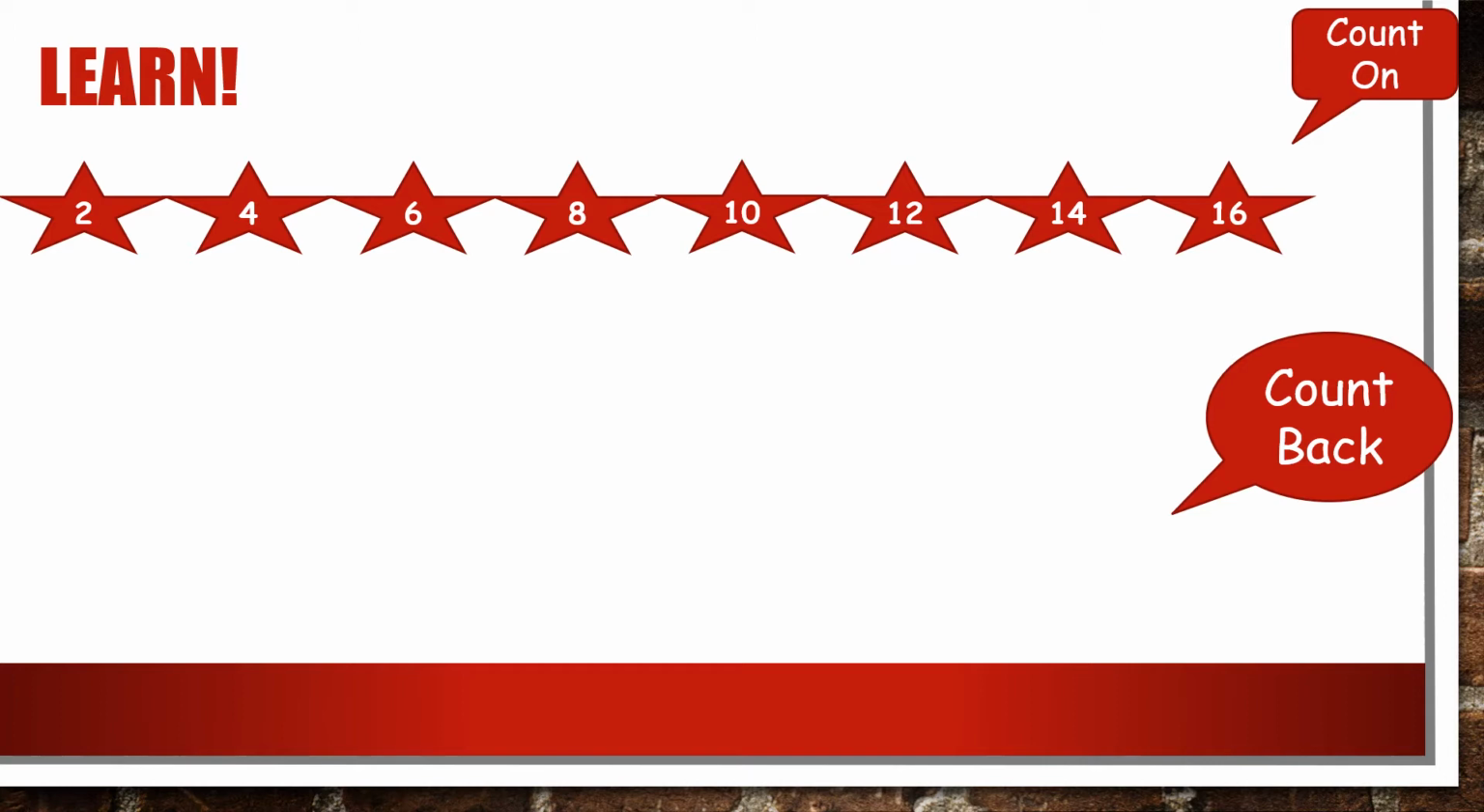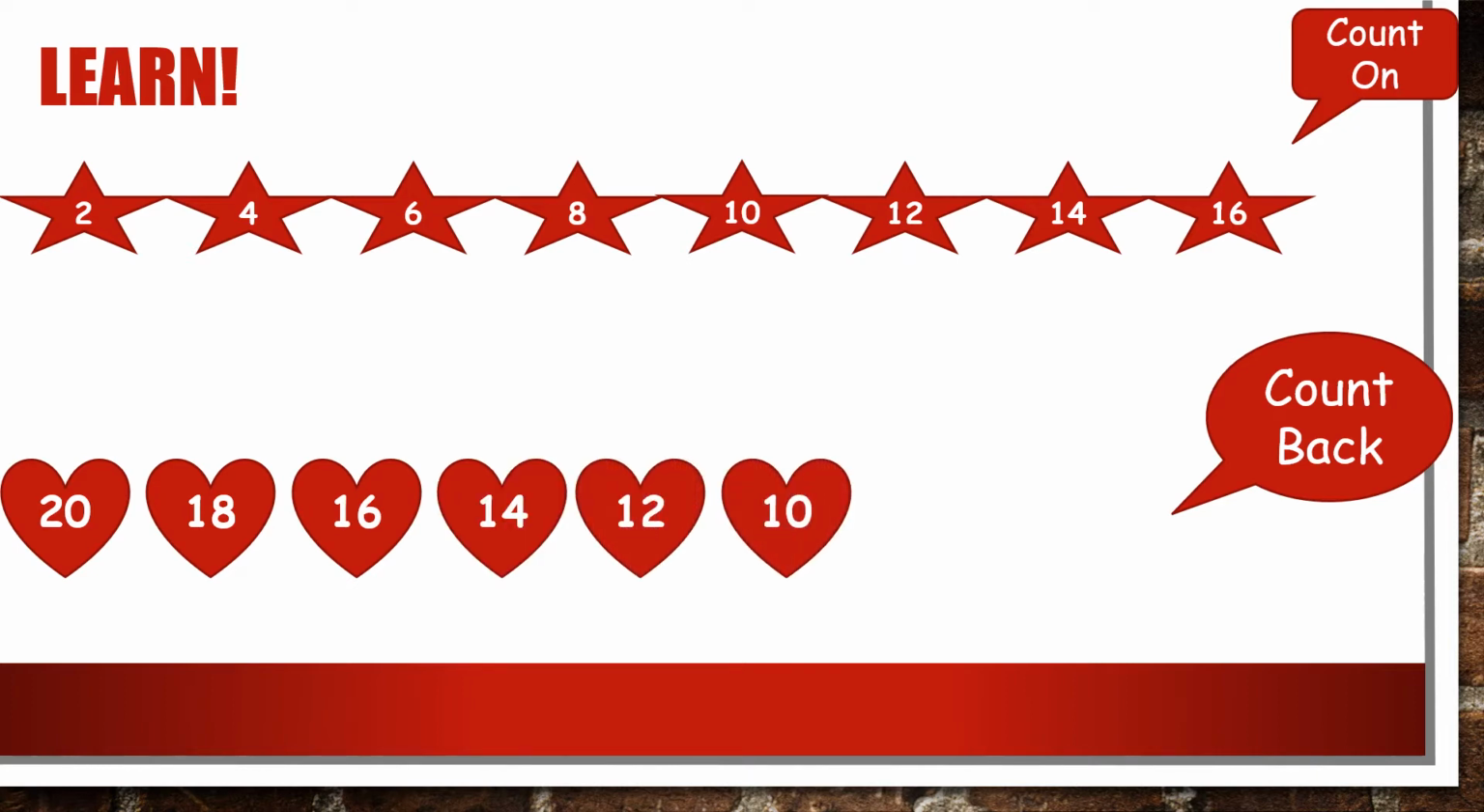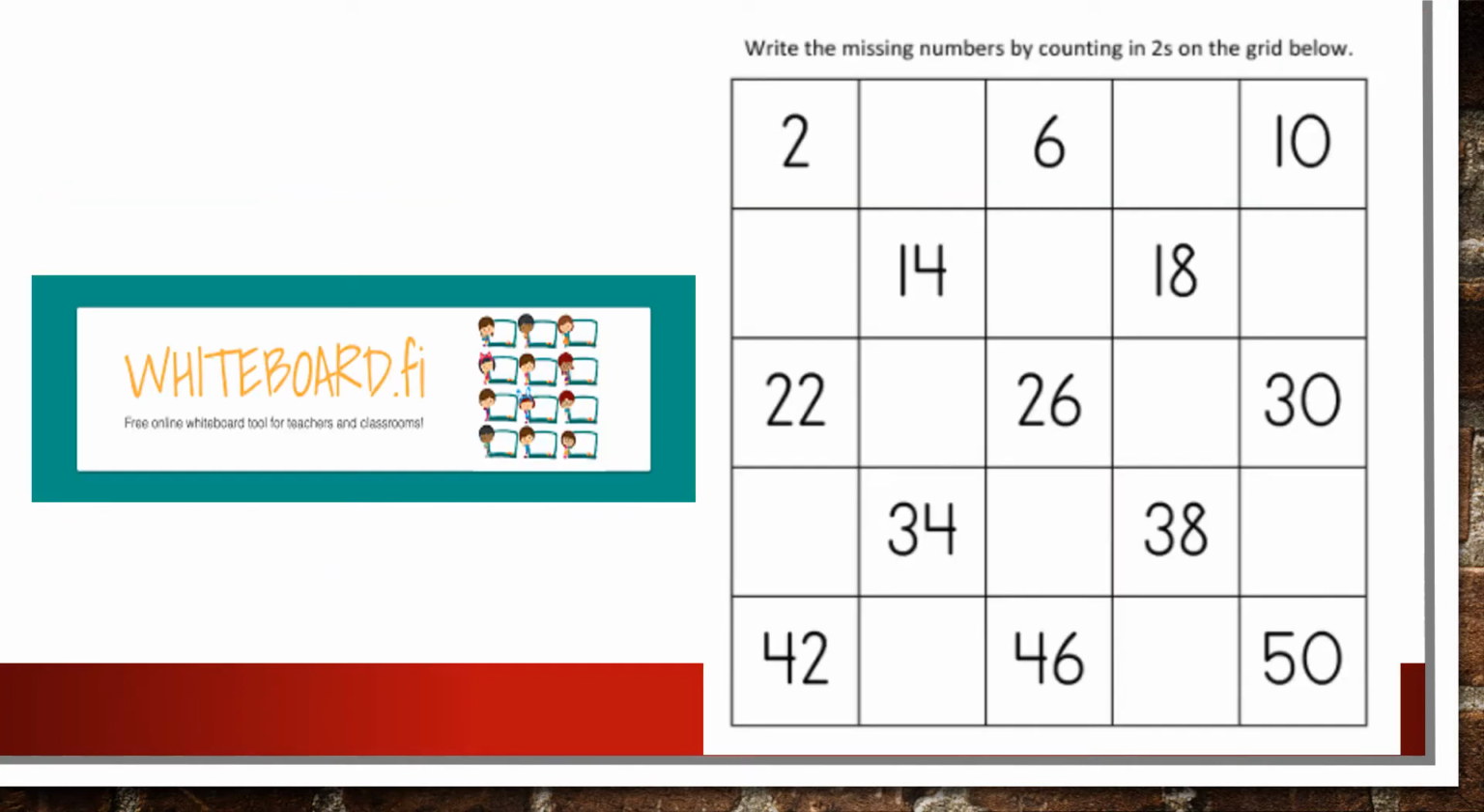Now, when I want to count back, we will be repeating the same pattern that we were doing in counting on, but counting back. So let me start. 20. When I count back, I will skip 19 and what would be the next number? 18. I will skip 17. 16 would be the next. Now like that, 14, 12, 10, 8 and 6. This is how we count back in 2's.